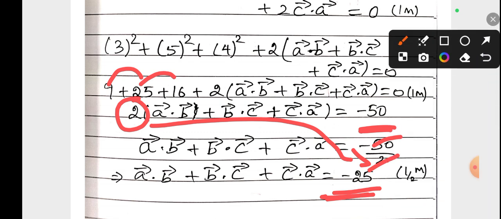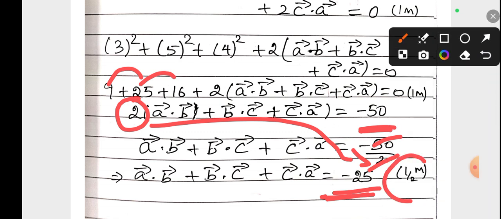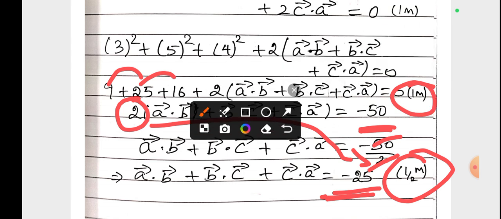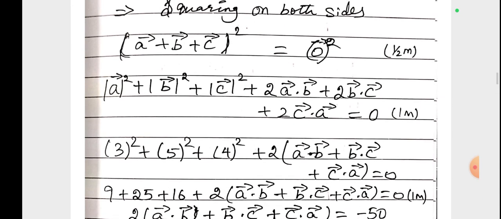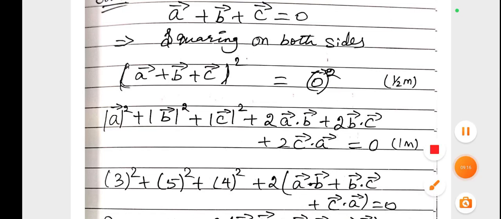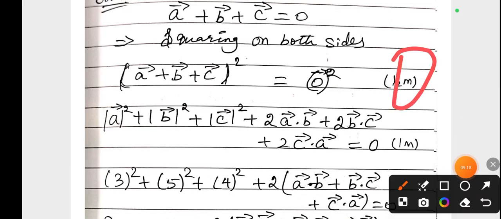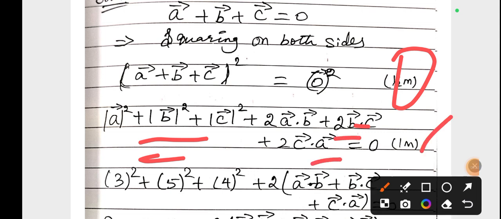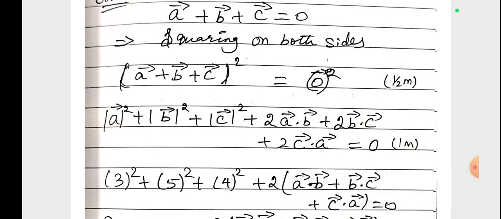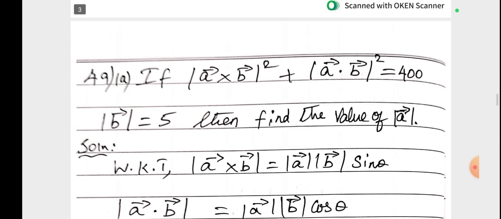Sum over. See children, this was also asked for 3 marks. Final answer gets half a mark. Writing this is step 1, and the step before that is just writing the whole square, squaring on both sides, for that half a mark. And writing the proper formula gets 1 mark. So easy. When a question like this comes, kindly utilize it and get the 3 marks.